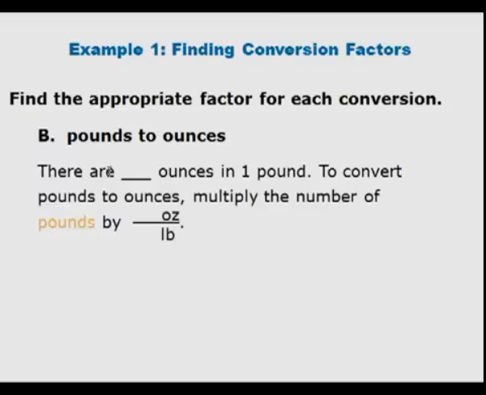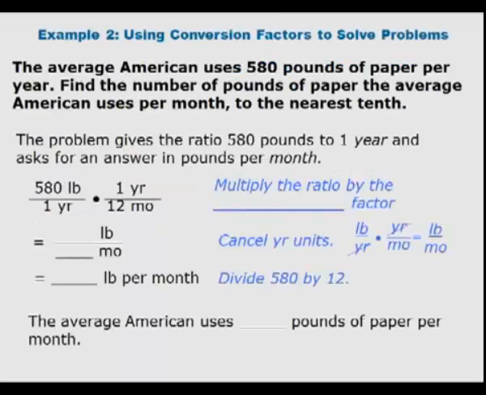Example B. There are how many ounces in a pound? Well, here we're going to convert ounces to pounds. There are 16 ounces in a pound. So to convert pounds to ounces, we're going to multiply pounds by 16 ounces per 1 pound. LB is the symbol for pounds. You're going to see, in effect, these are going to start canceling out, and I'll show you how that works. Let's look at example 2.